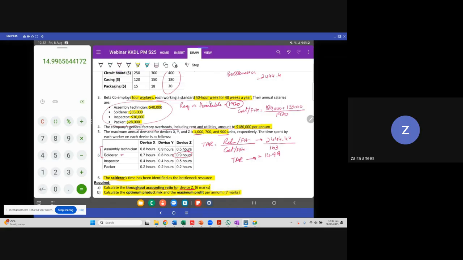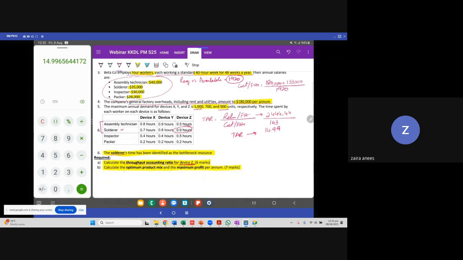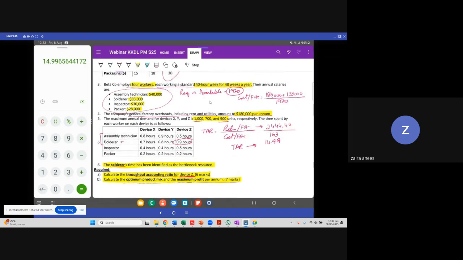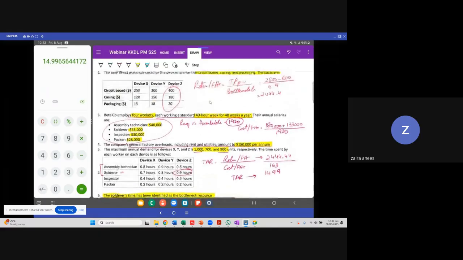This throughput accounting ratio suggests that the company should continue with the manufacturing, right? The next part asks us to calculate the optimum product mix and optimum product profit. How will you calculate the optimum production plan? For the optimum production plan, we need to get the ranking. Ranking can be done by both return per factory hour and throughput accounting ratio. But I think return per factory hour is an easier one.